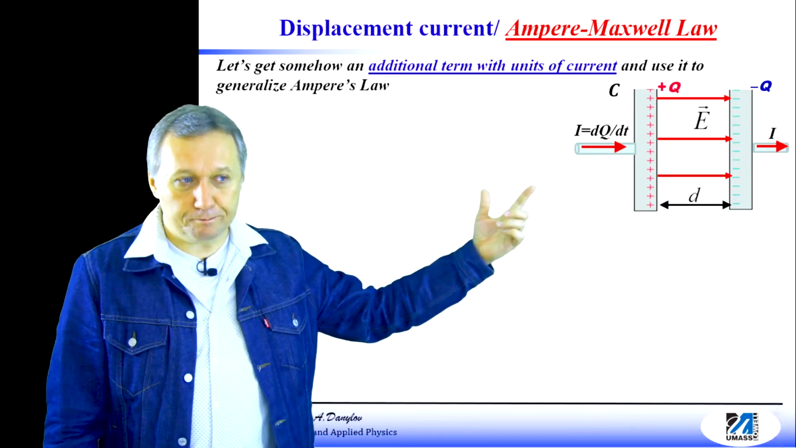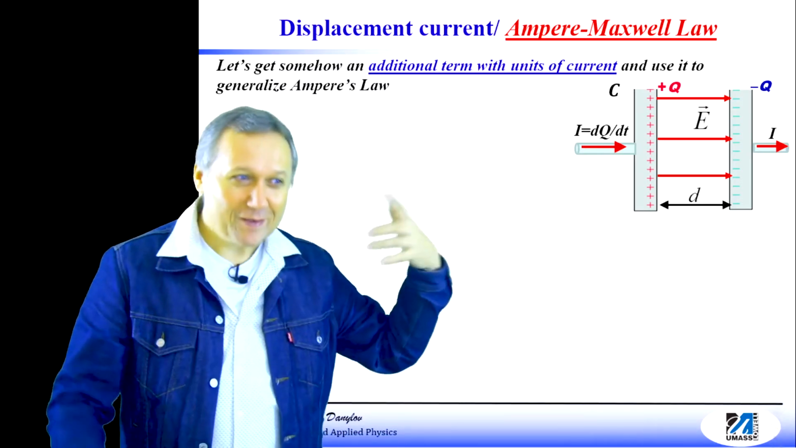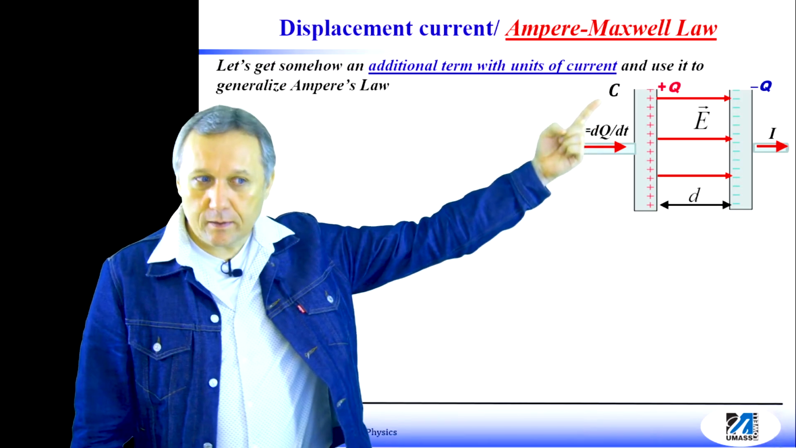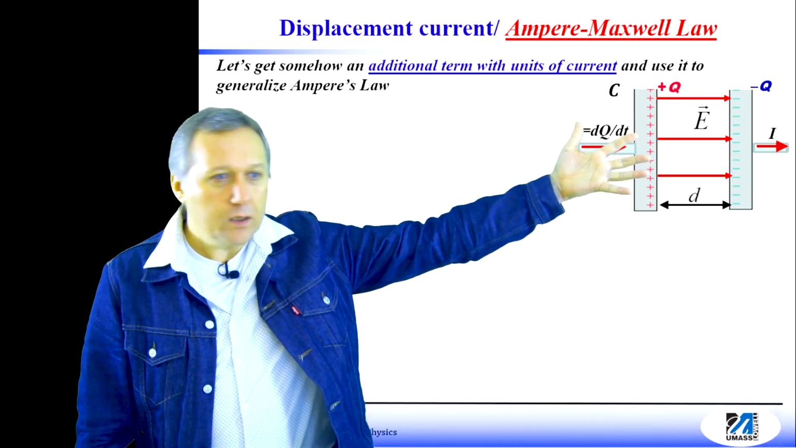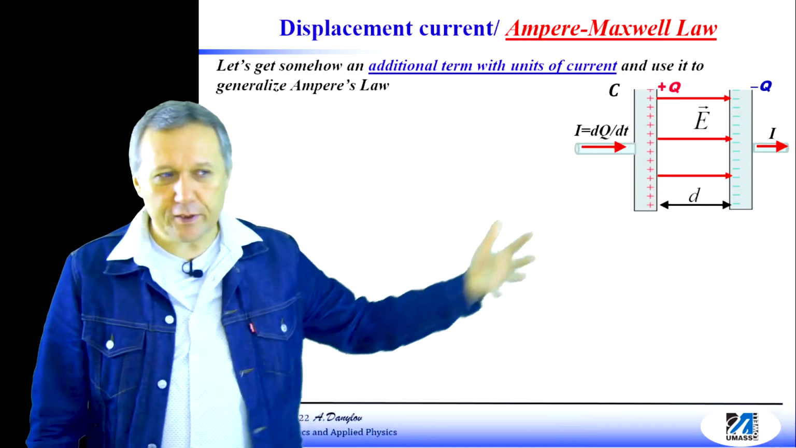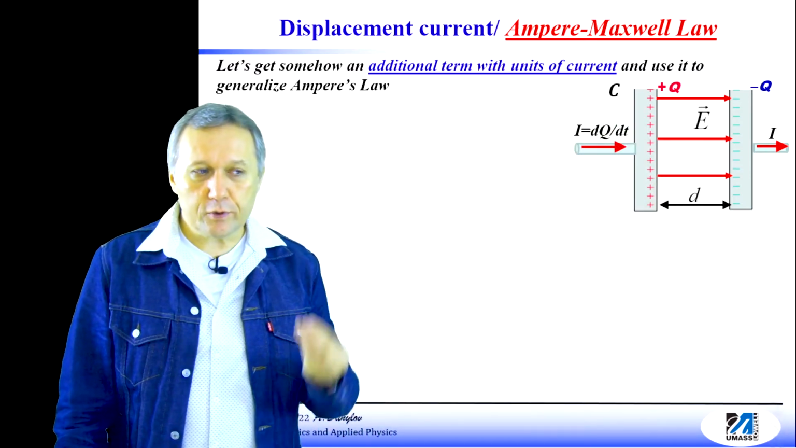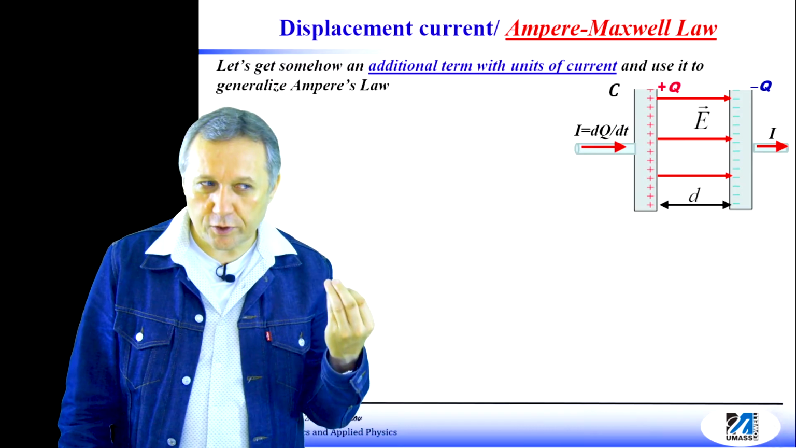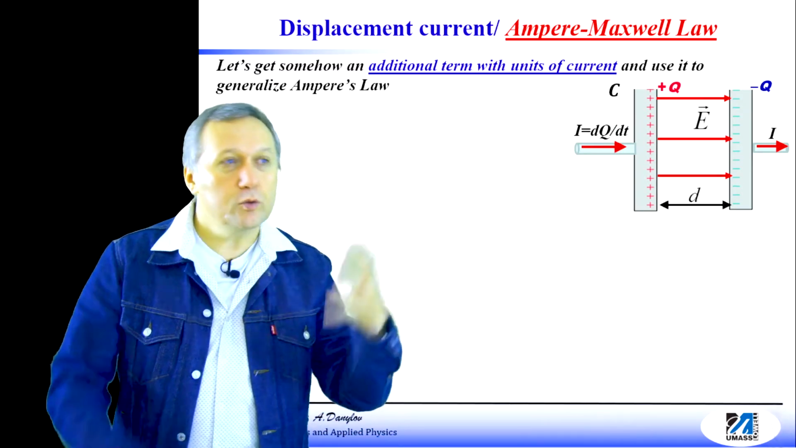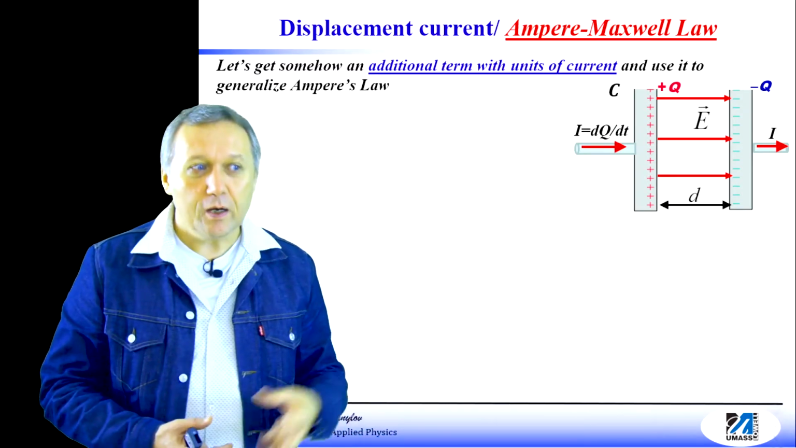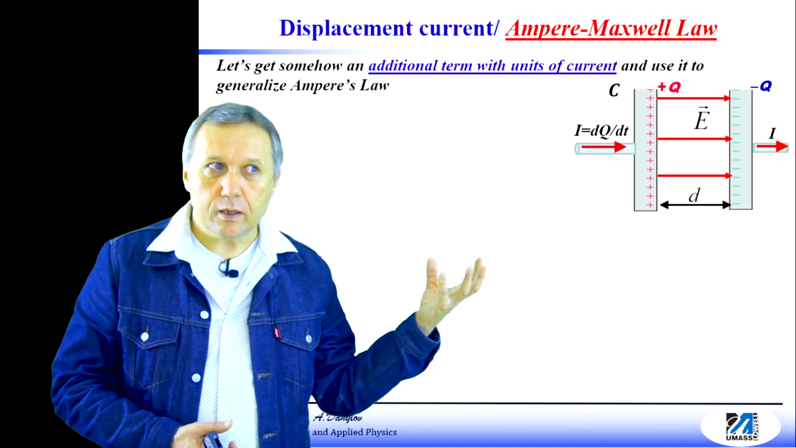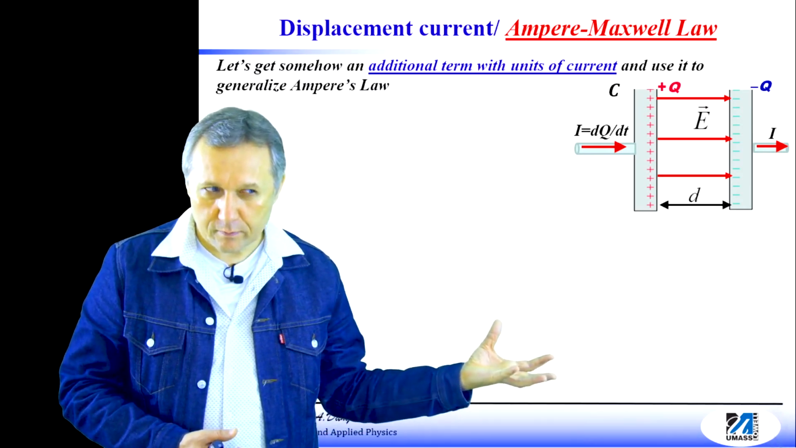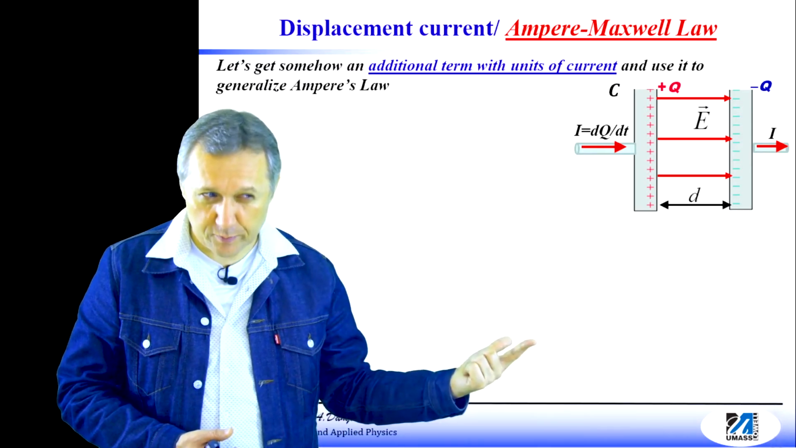And so he started speculating. What if I get some expression for the charge in terms of what is over here in the picture? And then, of course, he needed to get a new quantity, a new term, which would have units of current. So how can you get units of current from the charge? You need to differentiate it with respect to time.